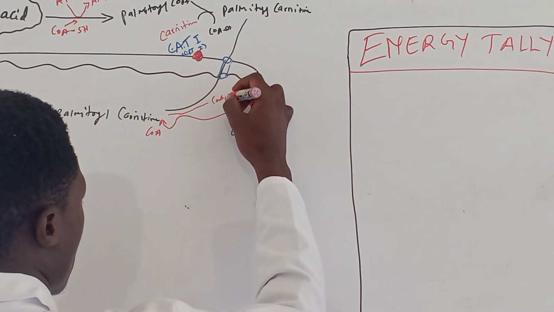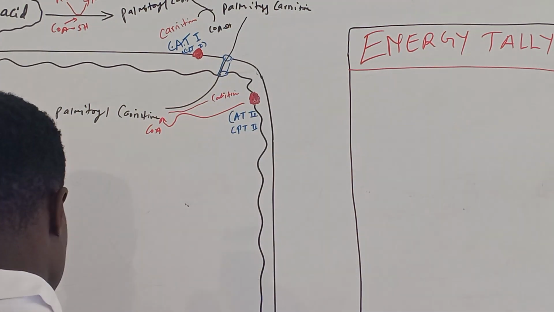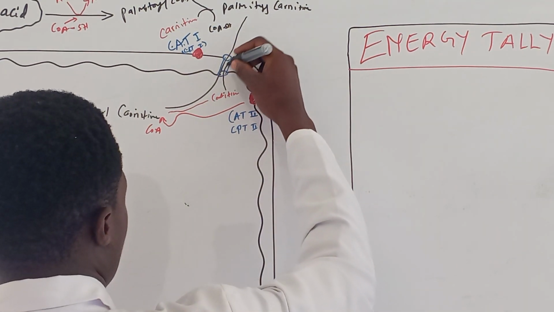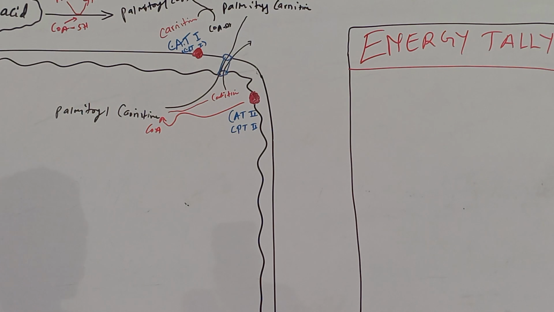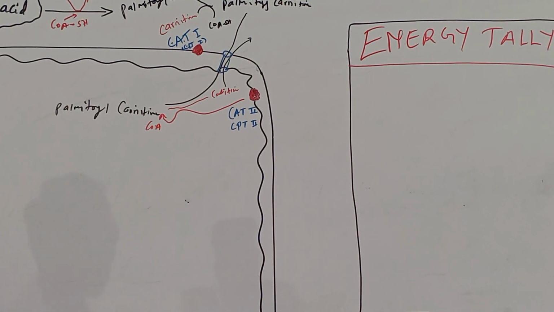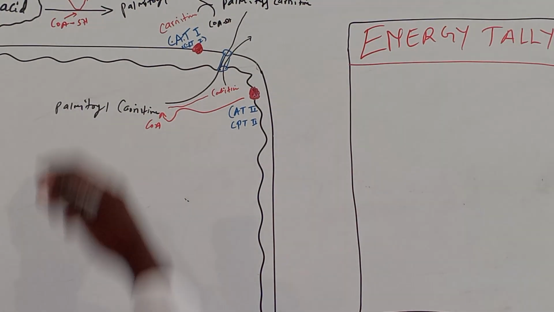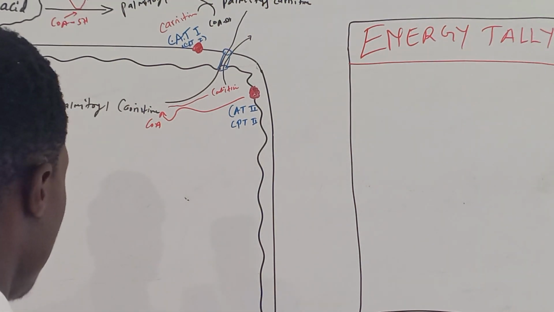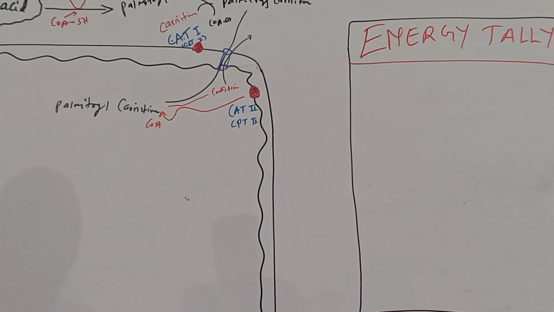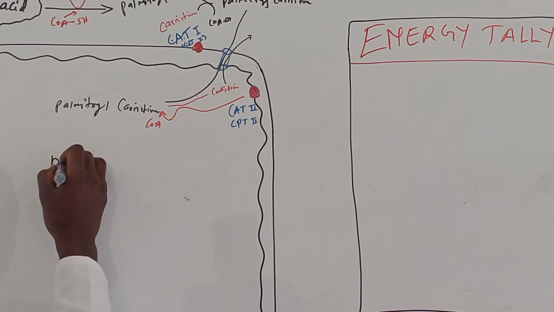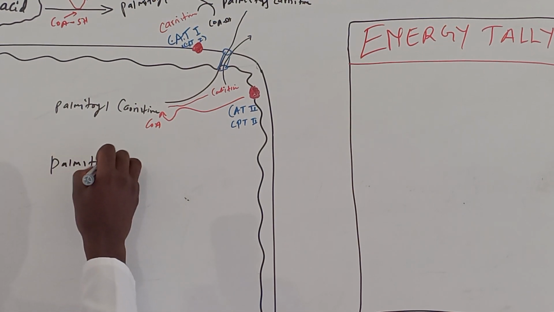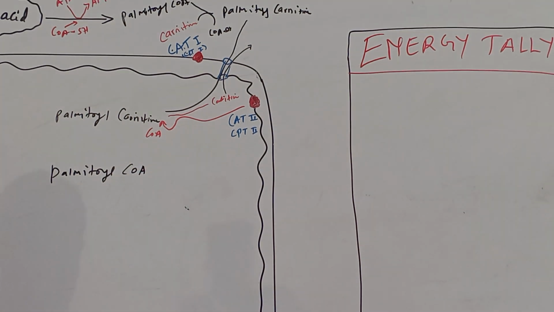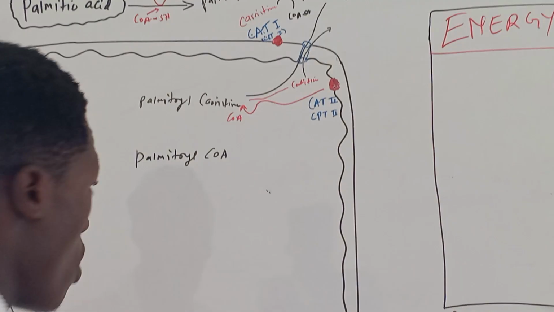So it is going to remove the carnitine. The carnitine is going to travel out. This transporter is bidirectional. So carnitine is going to travel out into the cytosol to wait for another reaction. So that we now have our molecule, and this molecule is called palmitoyl CoA. Alright, then you can now undergo beta oxidation.